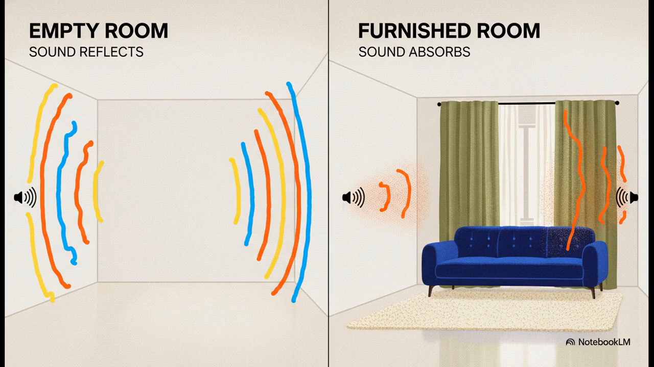Remember our reflectors and absorbers? All that soft furniture, the sofa, the rug, the curtains, they all act like giant sound sponges. They absorb the sound energy, stopping it from bouncing off the walls and coming back to you as an echo.